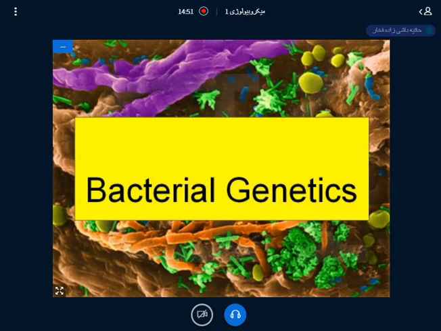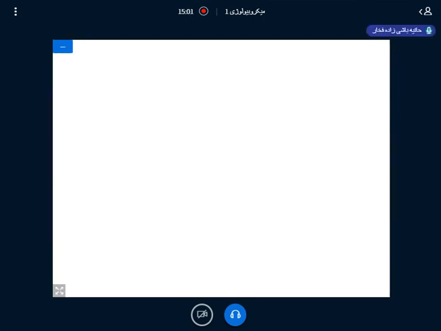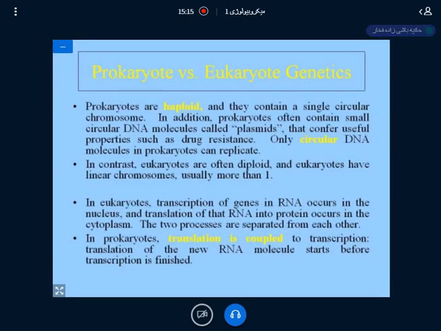Okay, you know, prokaryote and eukaryote genetics. Do you know what's the difference of prokaryote and eukaryote genetics? Do you know? Can you explain for me only one or two differences? If you don't know, please tell me, I continue. But if you know, please say.